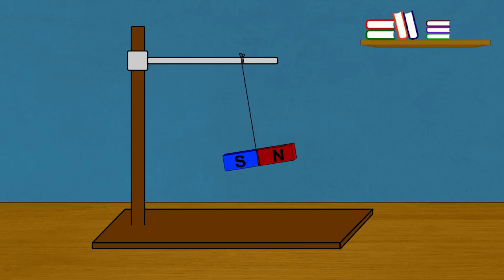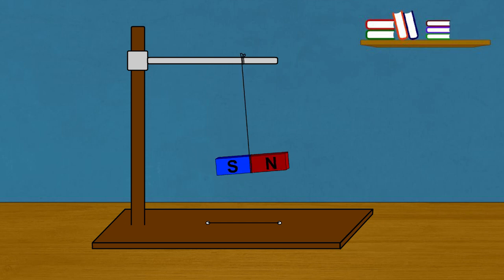Tie a thread at the middle of the magnet and suspend it from the wooden stand so that it can rotate freely. Allow the magnet to come to rest and mark 2 points on the ground to show the position of its ends. Draw a line joining the 2 points. This line shows the direction in which the magnet was pointing in its position of rest.